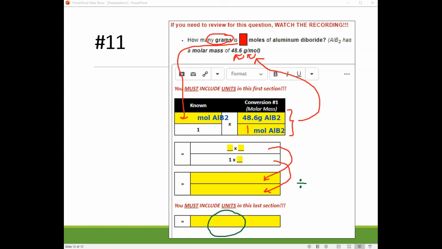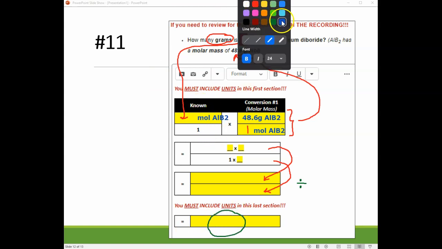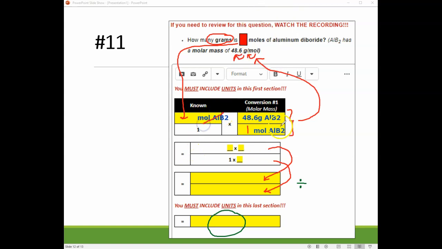Don't forget you do need units for this part, so let's analyze our units. Taking a look here, we got rid of moles of AlB2, and all I'm left with is grams of AlB2. So our units here should be grams space AlB2, aluminum diboride. All right, pause the video, continue playing when you're ready.